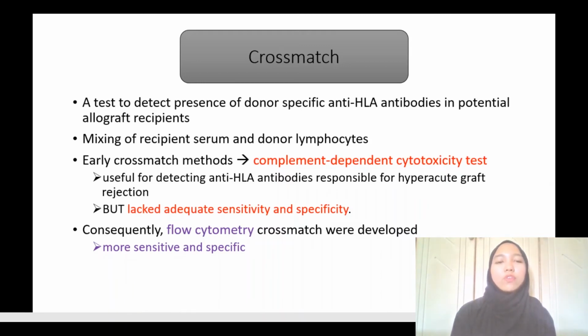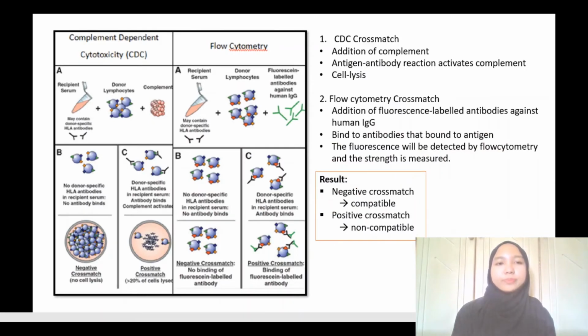It is useful for detecting anti-HLA antibodies responsible for hyperacute graft rejection, but it lacks adequate sensitivity and specificity. So, another method is developed, which is more sensitive and specific, which is flow cytometry. This figure shows the process of CDC test and flow cytometry test.